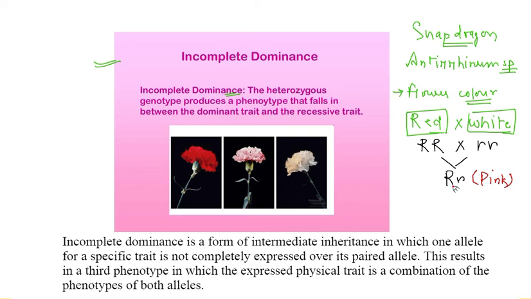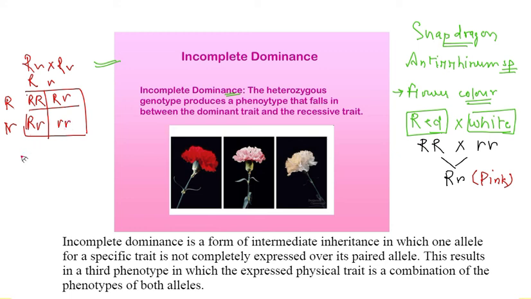And when the F1 plants were crossed like this, in the F2 generation the combination came like this. So the ratio is what? 1 is to 2 is to 1. One is red, one is white, and two, they are pink.